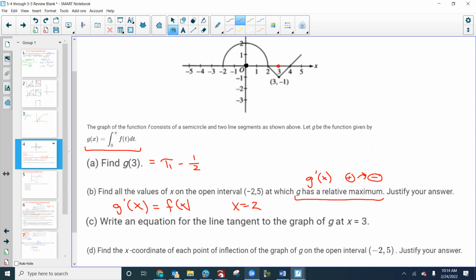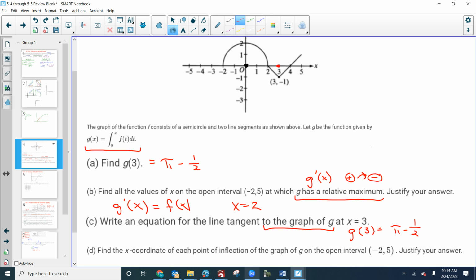Write an equation for the tangent line to the graph of g at 3. There are 2 things I need to write the equation of a tangent line: a point and a slope. Is it a point on f? No, a point on g. So I need to know g of 3. What is g of 3? Oh, look, we found it earlier. Pi minus a half. AP test writers love to do that. If you need a point, they'll usually have asked you that question up above.